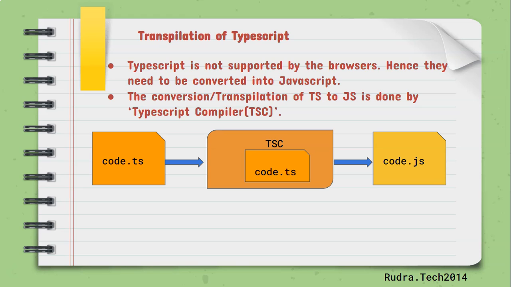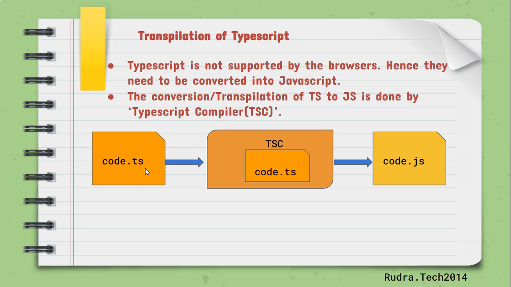And hence the TypeScript needs to be transpiled, that is converting the syntax of TypeScript into JavaScript. And for this conversion, a concept called transpilation, for converting the syntax of one language into another language, TypeScript provides a TypeScript compiler. So the makers of TypeScript have provided a TypeScript compiler that will help us to convert that code. Now here in this case we have code.ts.